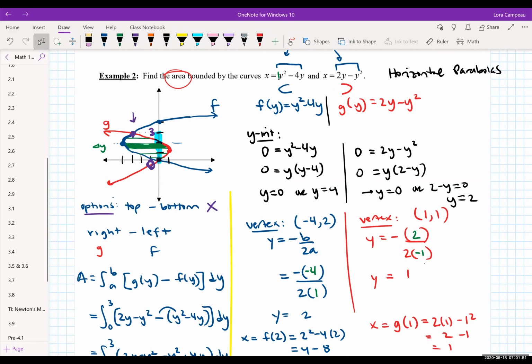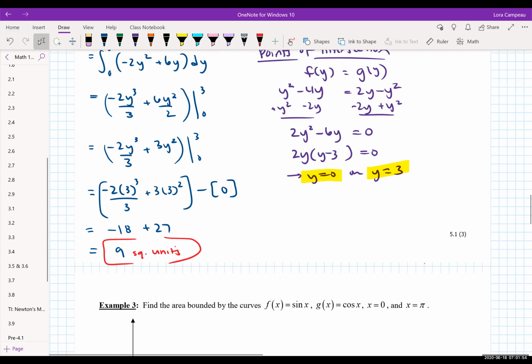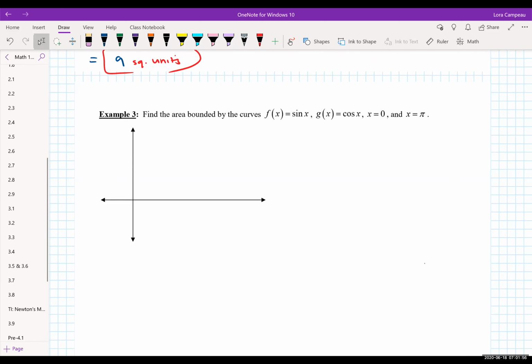Let's play around. Let's give you one more that sometimes tends to throw us off. Example 3. They want us to find the area bounded by the curves. Oh, there's those trig functions again. F of x equals sine x, g of x equals cosine x, x equals 0, and x equals pi. So you might want to use a TI to help you. It gives you an idea with your x min and x max. That might be a good starting point.